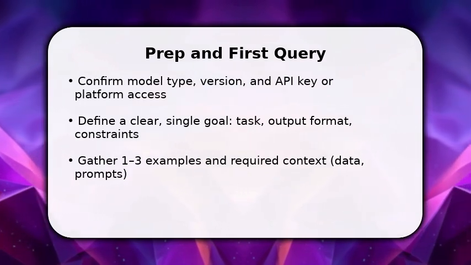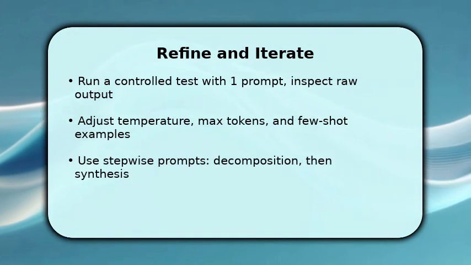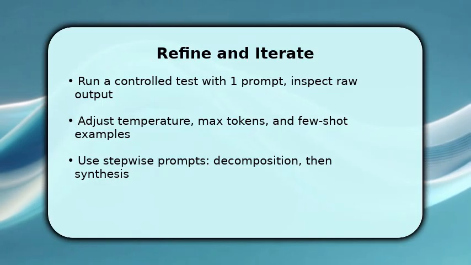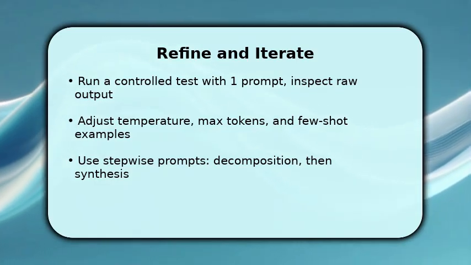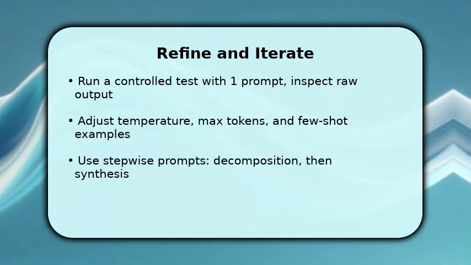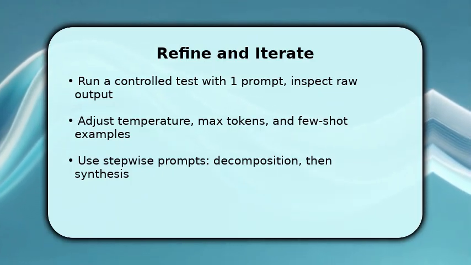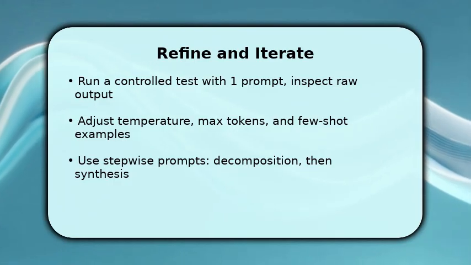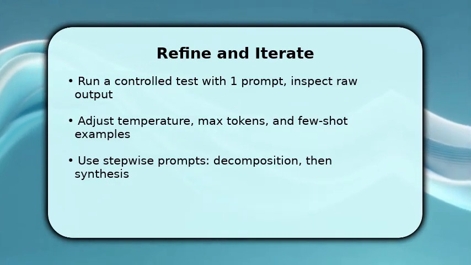You'll refine by testing and adjusting parameters. Run one prompt and inspect the raw response carefully for format, accuracy, and omissions. If results are noisy, lower temperature, and constrain max tokens. If terse, add examples or increase context.